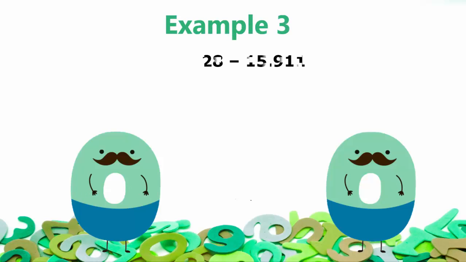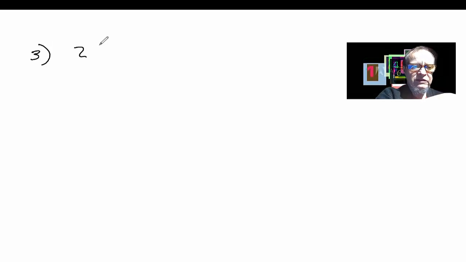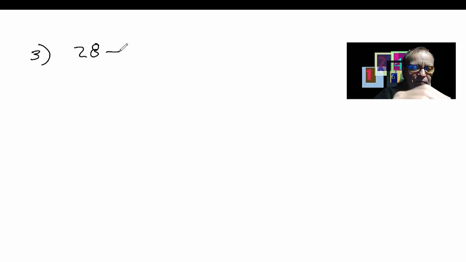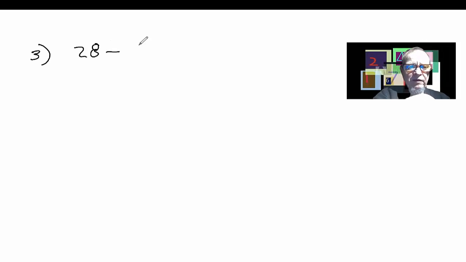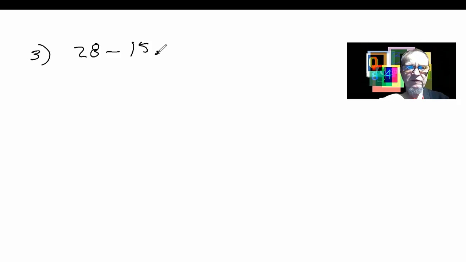In example number 3, we have 28 minus 15.911. So let us go over to the whiteboard and see how to work this one out. In example number 3, I have 28 minus 15.911.